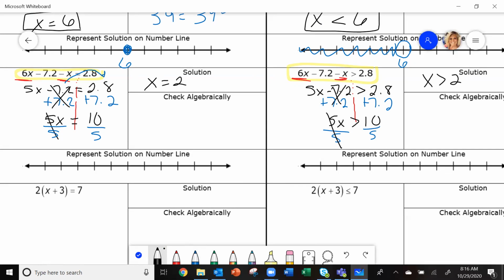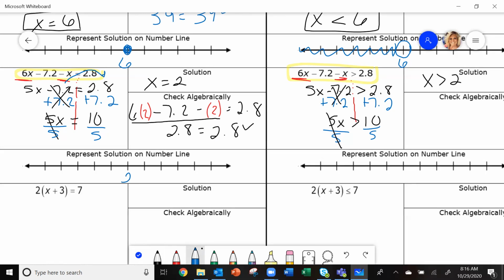Okay, the algebraic check, 6x minus 7.2 minus x equals 2.8. Where the x is, you are going to put what you got for your answer. So I'm going to put 2 in there. If you put all of the left side in the calculator, you get 2.8, and it equals 2.8. That means it checks.